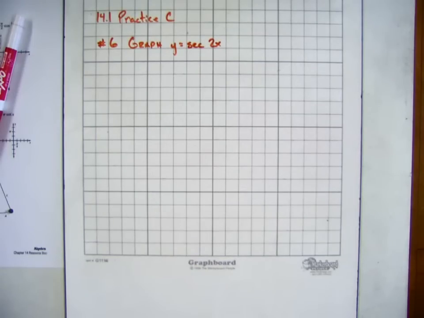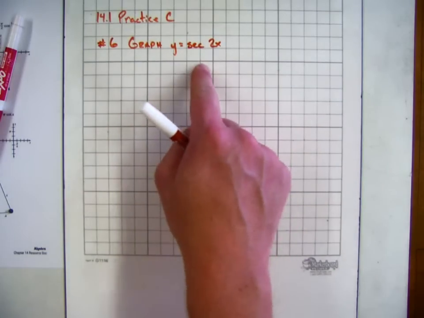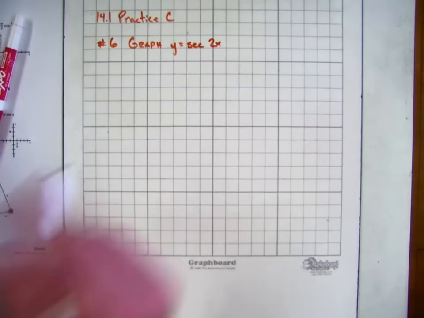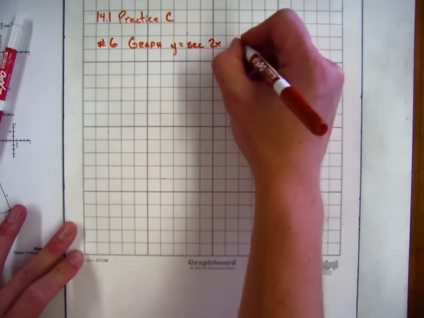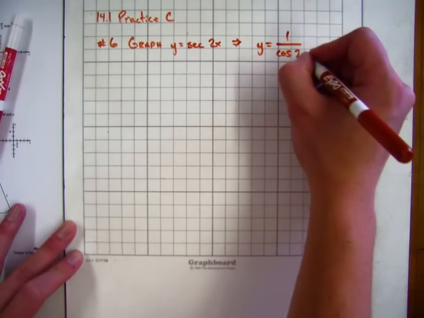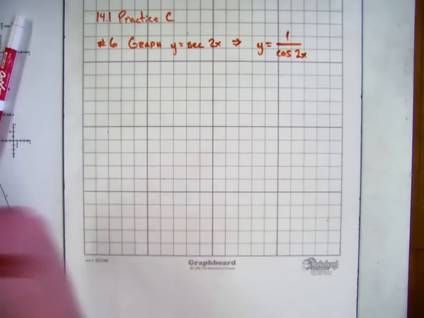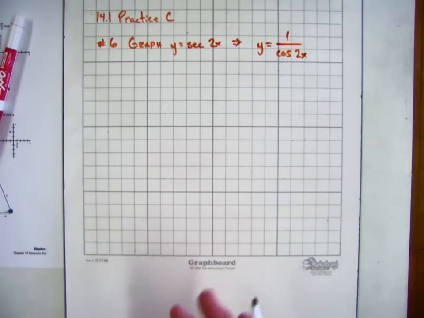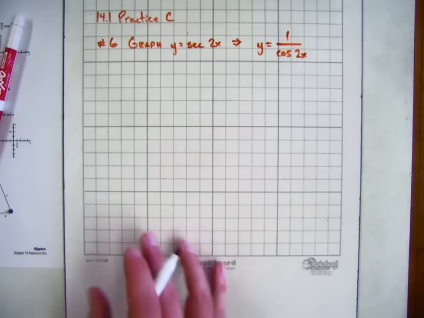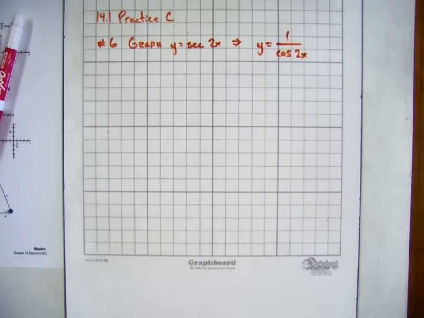Okay, so we're going to take a look at 14.1 practice C, number 6. It's asking us to graph a cofunction. And we do need to make the observation that this is the same as y is equal to 1 over the cosine of 2x. The way we're going to approach this problem is we are going to graphically create its reciprocal. We're going to do that by graphing cosine of 2x, and then basically taking every point in that graph and taking its reciprocal. So let's take a look at y is equal to cosine of 2x.